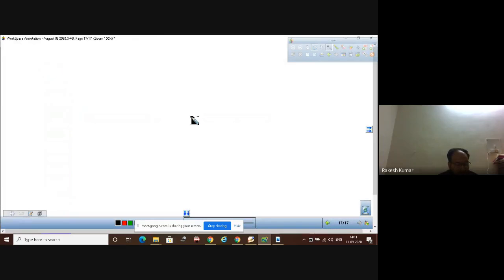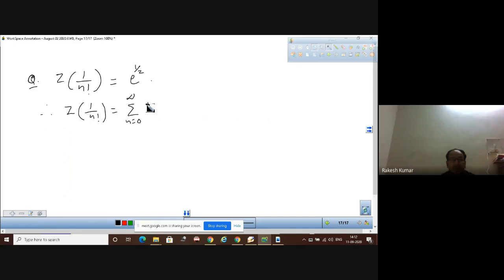Today we shall prove that the Z transform of one upon n factorial is equal to a function of z, that will be e raised to power 1 upon z. This is the new example we have, which we need to prove. For proving this, we shall use the definition of Z transformation. So the Z transform of 1 over n factorial will be the summation n is 0 to infinity of the function times z raised to power minus n.